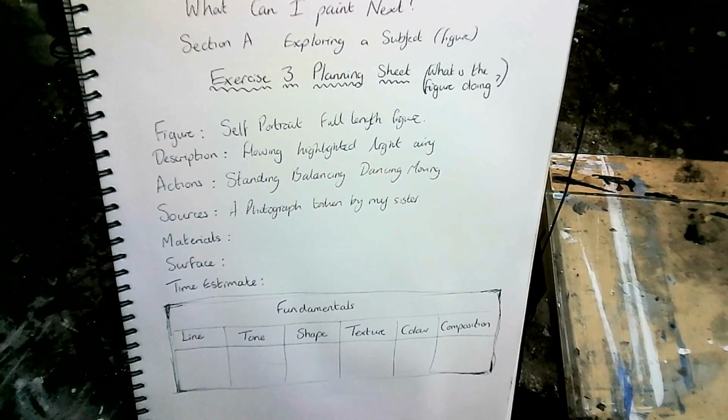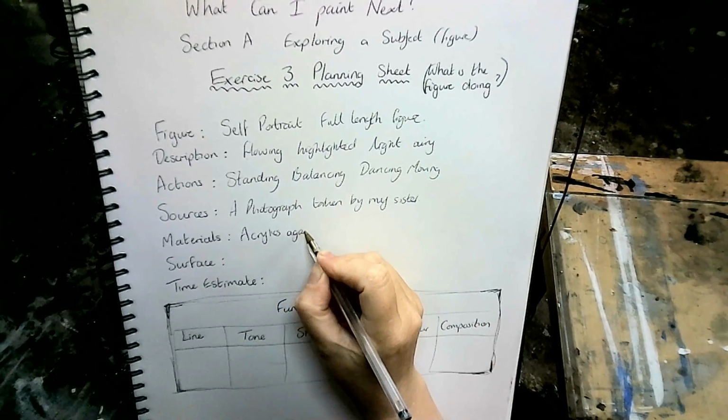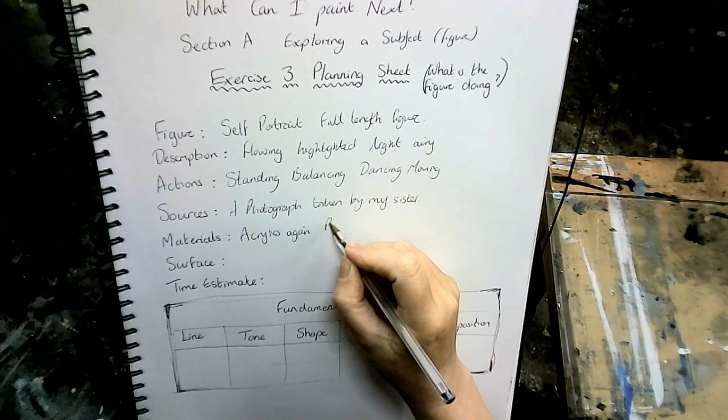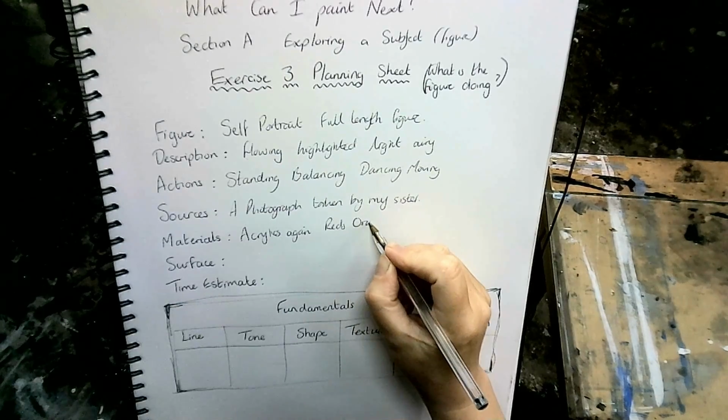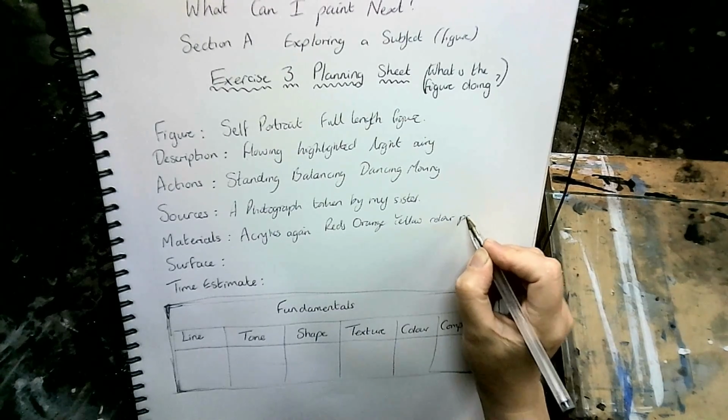Materials. I'm going to do acrylics again. I'm going to start looking at a colour palette now because I did say I'm going to move away from a bright blue sky. So I'm going to put reds, orange, yellow colour palette. So I'm already thinking about what I'm trying to capture in the painting before I even start.